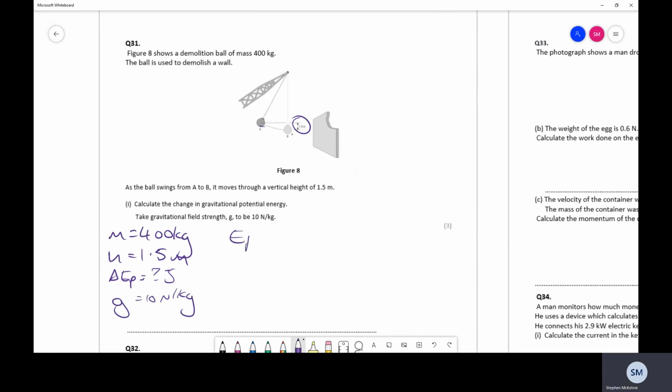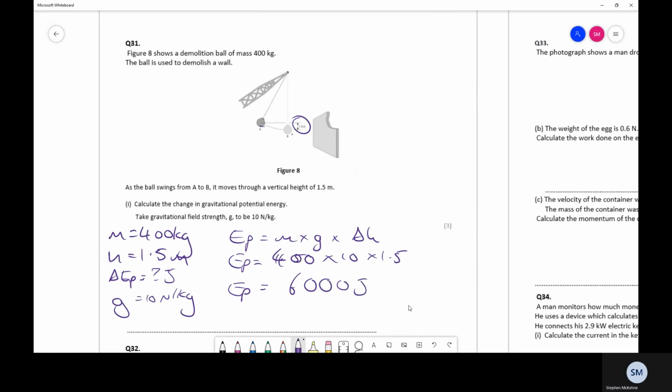Write down my equation, EP is equal to m times g times delta h. EP is equal to 400 times 10 times 1.5. EP is equal to 6,000 joules.